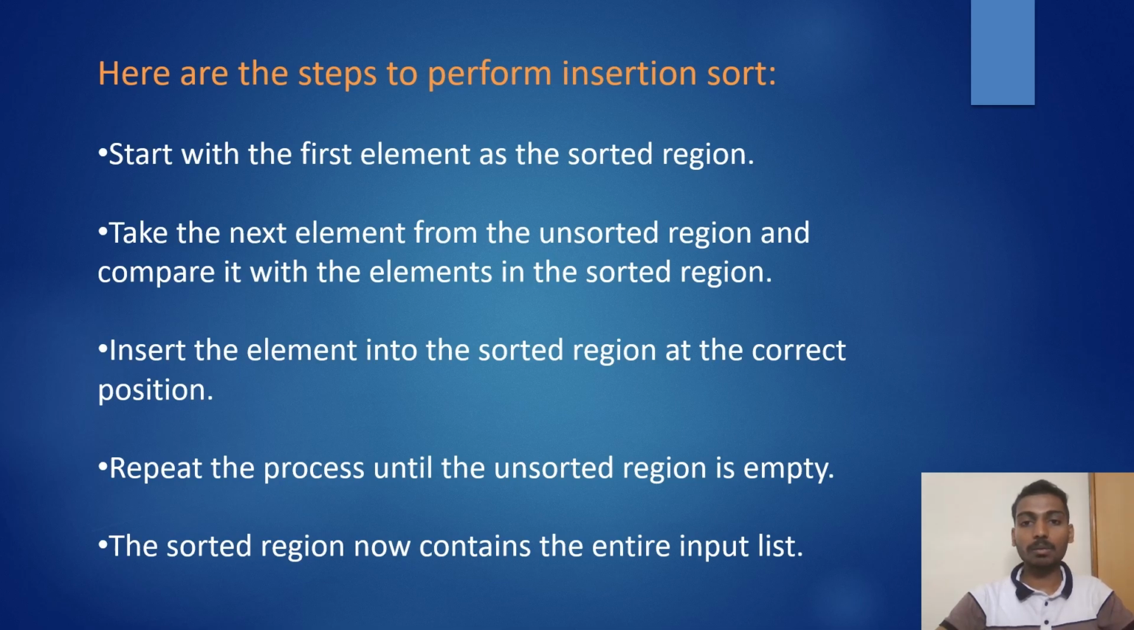Here are the steps to perform insertion sort. Start with the first element as the sorted region, then take the next element from the unsorted region and compare it with elements in the sorted region. Insert the element into the sorted region at the correct position. Repeat the process until the unsorted region is empty. The sorted region now contains the entire input list.